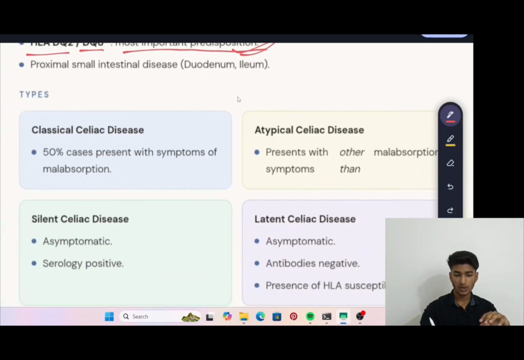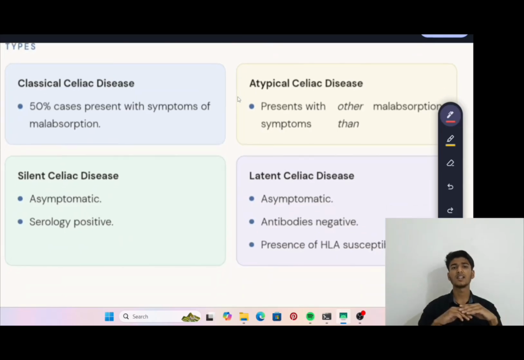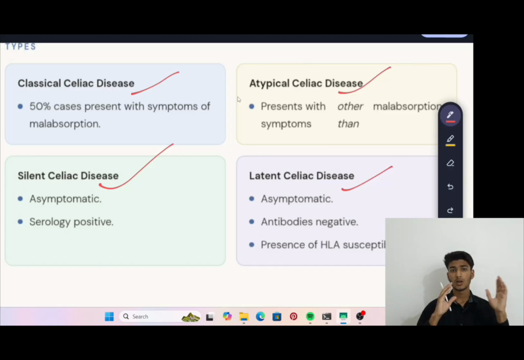So there are basically four types of celiac disease. First is the classical celiac disease. Second is the atypical celiac disease. Third is the silent celiac disease. Fourth is the latent celiac disease. In 50% of the cases, classical celiac disease will have the symptoms of malabsorption. What are the symptoms of malabsorption? First is osmotic diarrhea, second is weight loss, and third, the individual will suffer with foul smell in the stool. Second is the atypical celiac disease.